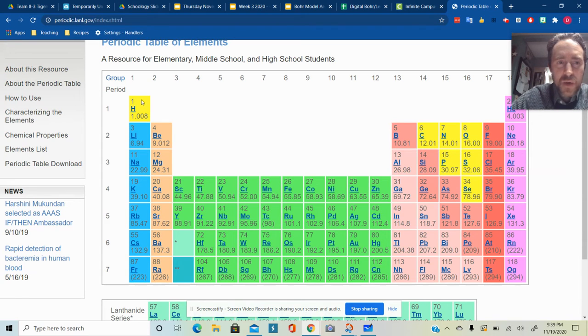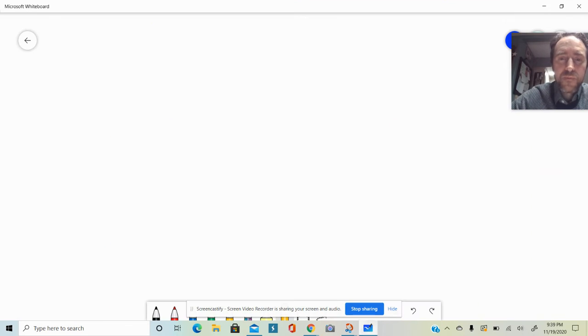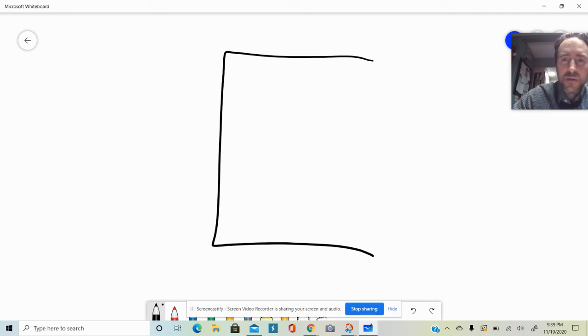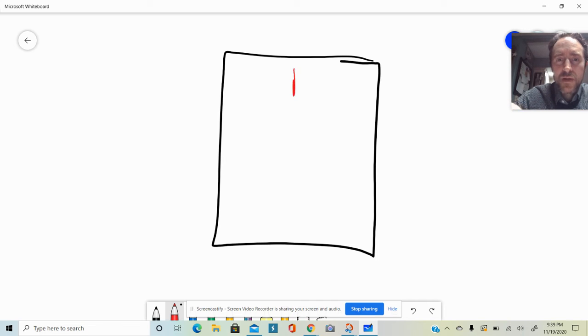Hydrogen has an atomic number of 1 and an atomic mass of about 1. Whenever you see a number that has some decimals, we just round it. So it's about 1. What I'm going to do, and I would encourage you to, if you have a scrap piece of paper, is to write 1 at the top, and then the chemical symbol, which is H, and then the atomic mass, which is 1.